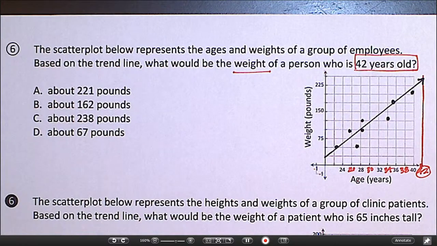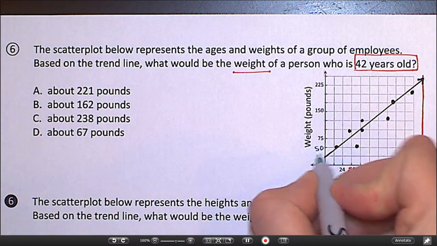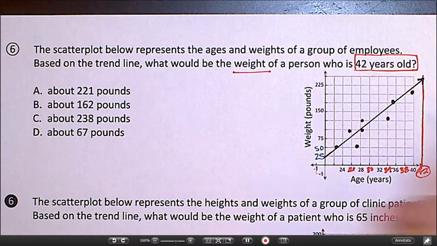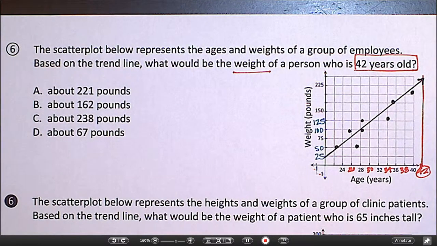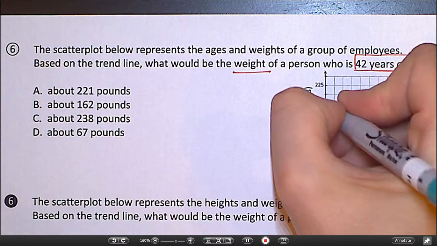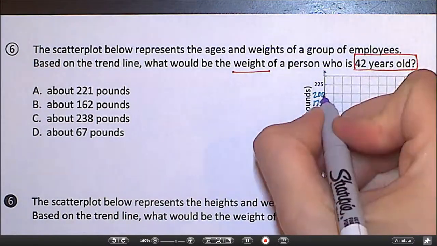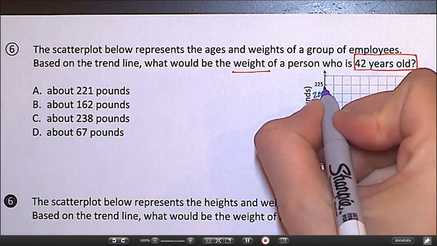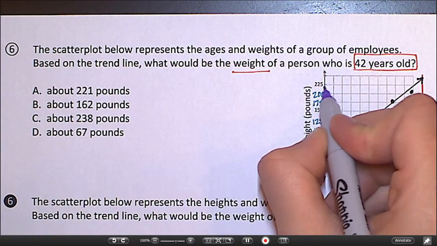Now, 221 pounds, well, let's see. If this is 75, then this must be 50 and 25. So I'm going by 25s here. 100, 125. It's always a good idea to write in the numbers that are skipped. So this is 175, 200, and 225. So we got to figure out our scale first of all. So 221 would be way closer to 225 than 200. That's going to be about right here.